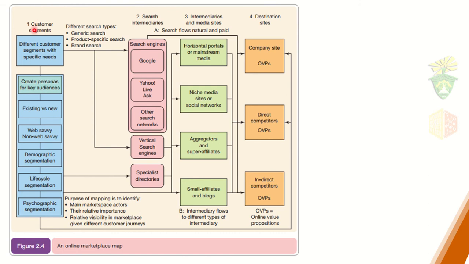We have four elements in the online marketplace map: the customer segments, the search intermediaries, the intermediaries and media sites, and destination sites. These are the main elements of the online marketplace map that we should consider if we want to engage in online marketing or online business.